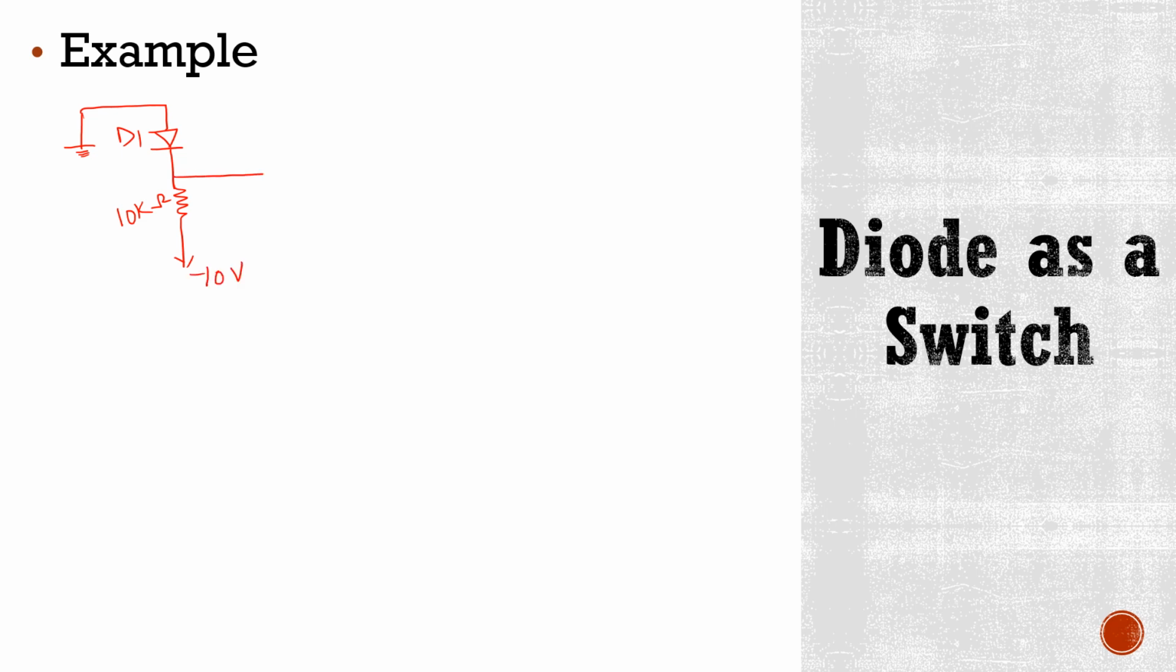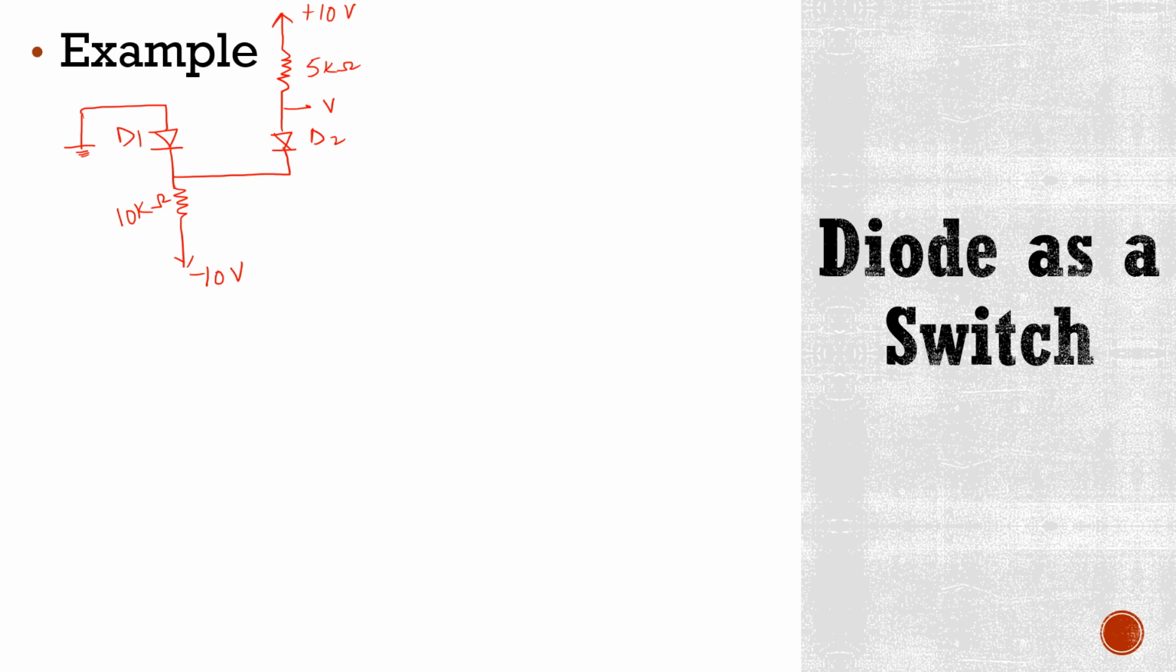Now look at this example. There is a circuit like this: diode 1, which is connected to a resistor of 10 kilo ohms, and here this source is minus 10 volts, and here is another diode which is connected to another resistor of 5 kilo ohms. This is plus 10 volts, this is D2, and here this is B.